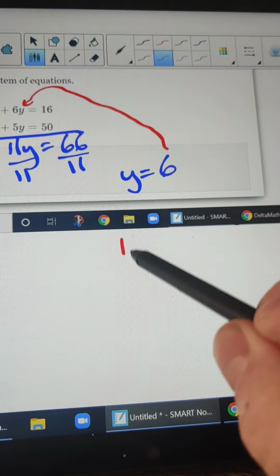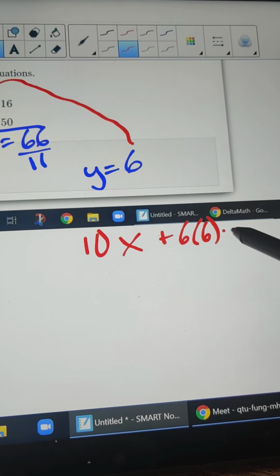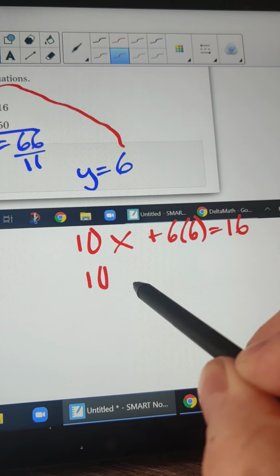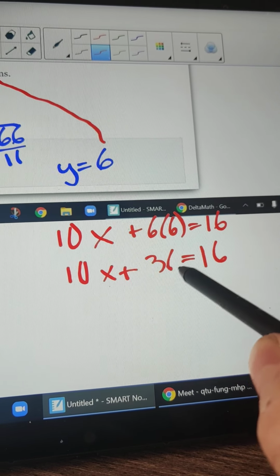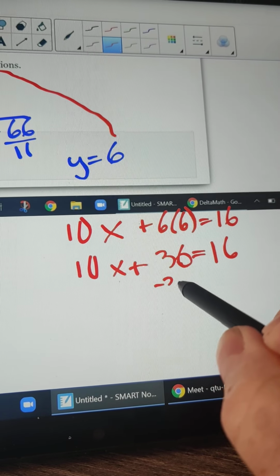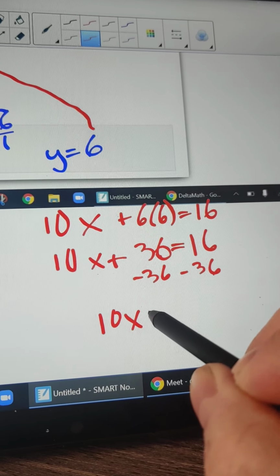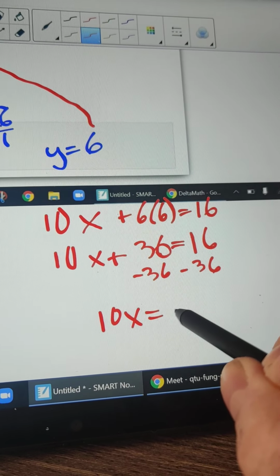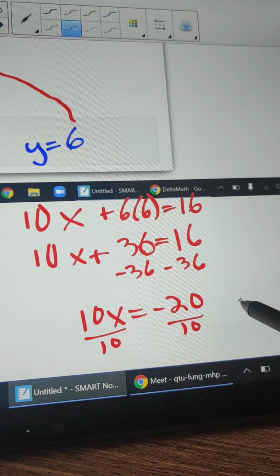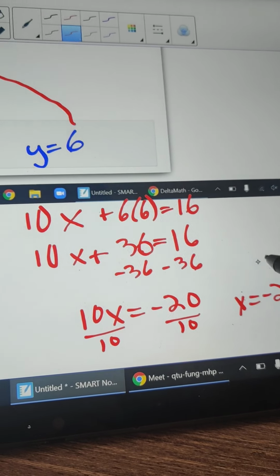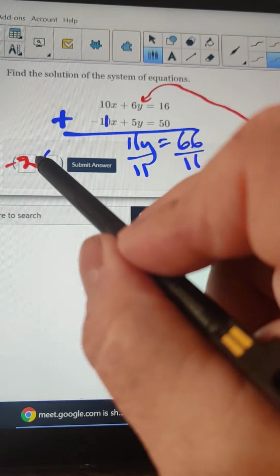So I go 10x plus 6 times 6 equals 16. So 10x plus 36 equals 16. So we go minus 36 to both sides. 10x equals negative 20. And x equals negative 2. And that's what goes right here. And that is your answer, negative 2, comma 6.